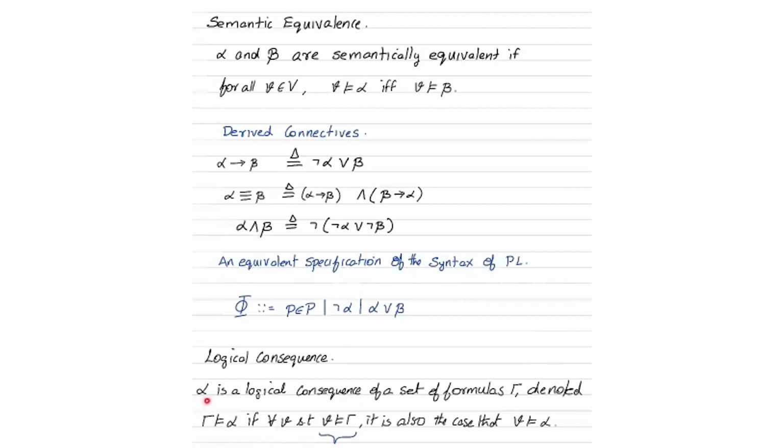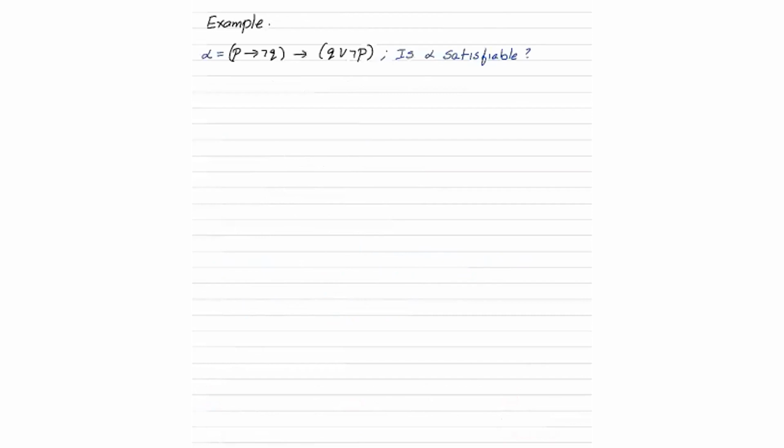So alpha is a logical consequence of a set of formulas if you look at any valuation which satisfies all the formulas in the set, it also satisfies the formula alpha. Fine, that's the notion of logical consequence. Let me give you a couple of examples, and hopefully it will be clear. Let's look at this formula. I'm using implication quite generously, because it makes it easier to understand what the formula is. My question is, is this formula satisfiable?